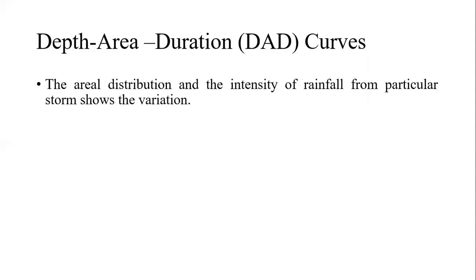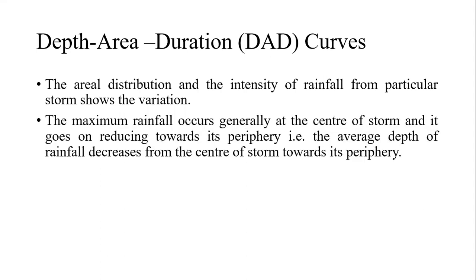So as the areal distribution and the intensity of the rainfall from a particular storm shows the variation. म्हणजे एकाच वेळेस जर का पाऊस पडत असेल तर तो एका ठिकाणी जास्त पडतो, दुसऱ्या ठिकाणी कमी पडतो, की त्याचं व्हॅरिएशन राहतं. मग याच्यामुळे काय होतं की बऱ्याच वेळा आपण असं ऑब्झर्व करतो की स्टॉर्मचं जे म्हणजे किंवा पाऊस पडत असताना त्याची मॅक्झिमम इंटेन्सिटी कुठेतरी सेंटरला असते, त्या स्टॉर्मच्या सेंटरला असते, आणि हळूहळू जसं आपण सेंटर पासून बाहेर जाऊ तसं तसं त्याची इंटेन्सिटी ही हळूहळू कमी होत जाते.